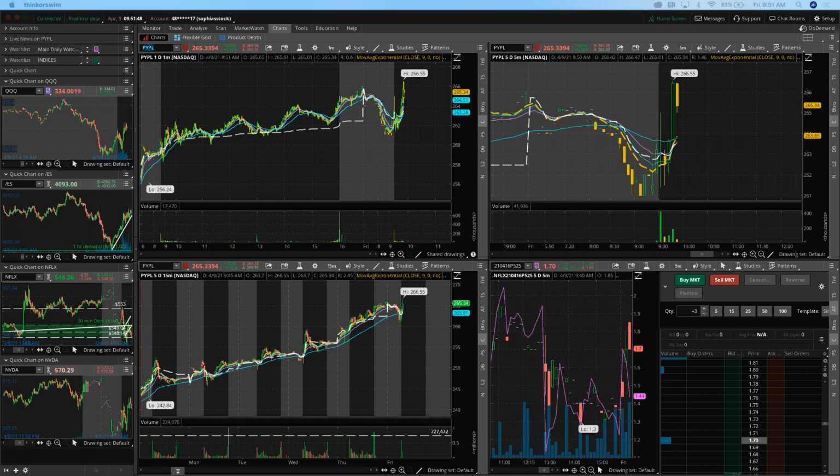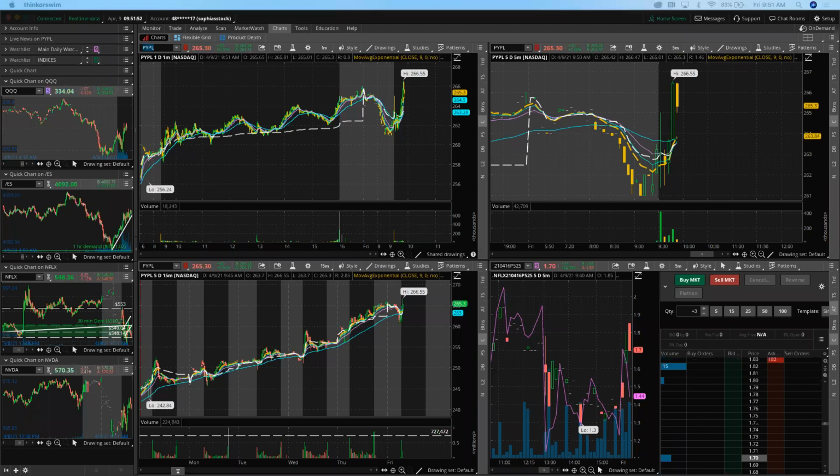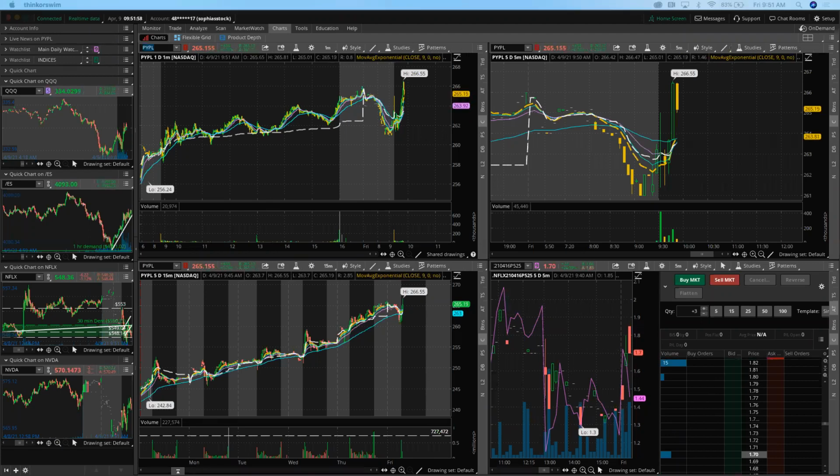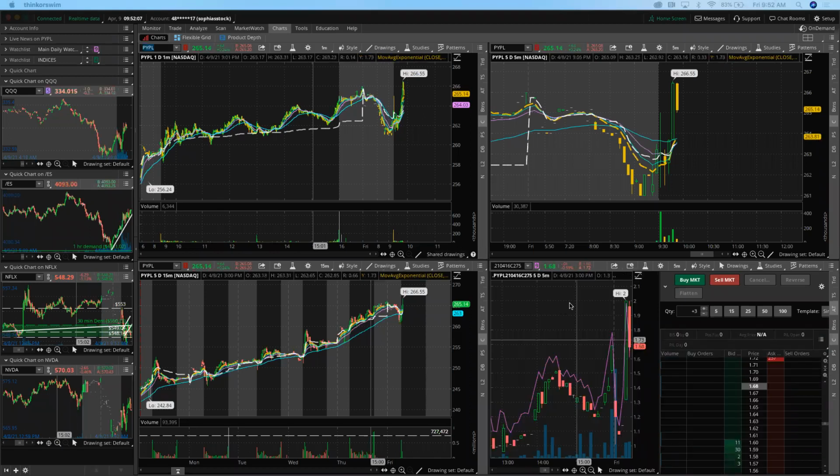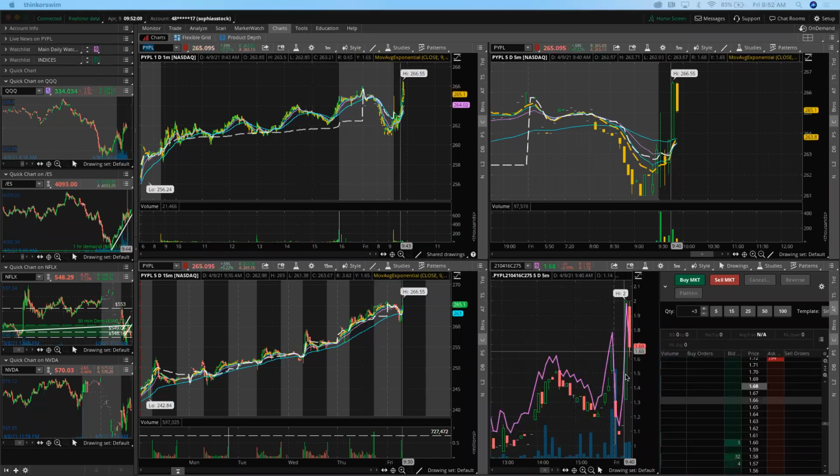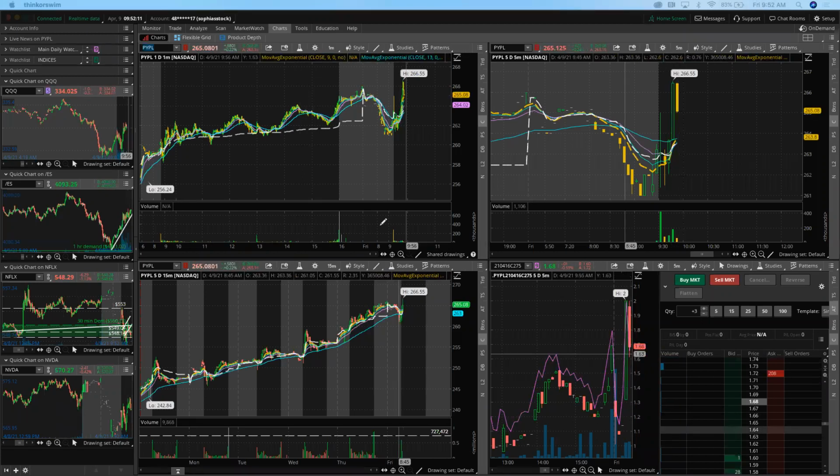PayPal for next week, I like the 280 call. That's not bad. Or if you want to do closer in the money, the 270 call. The 275 is not bad. I'm going to stick to the 275. Okay. So now the 275 PayPal call is now on my active trader. Let's see what happens. Okay. We have to wait for this candle to close.